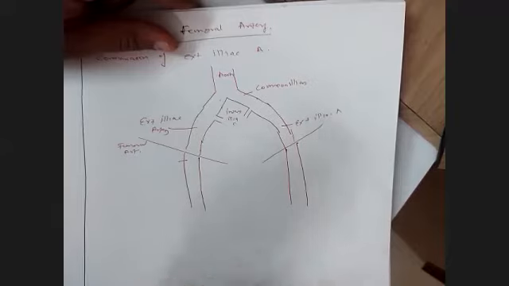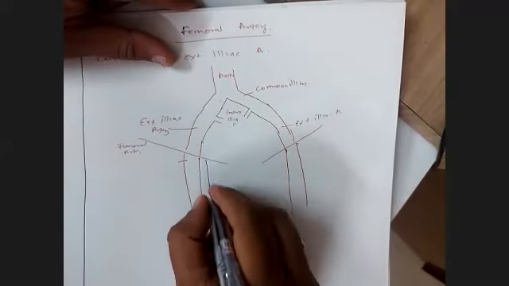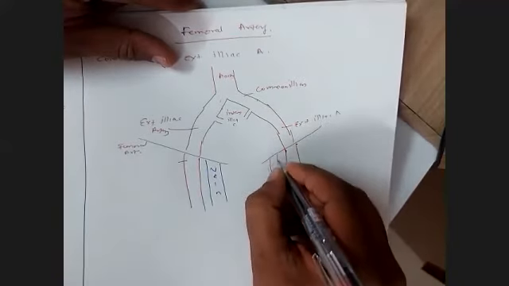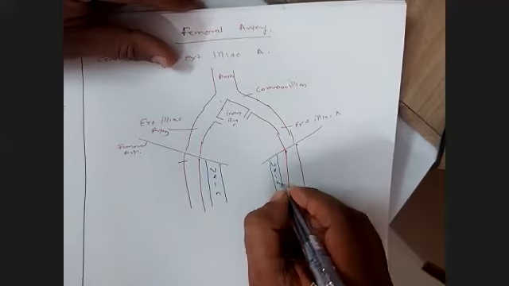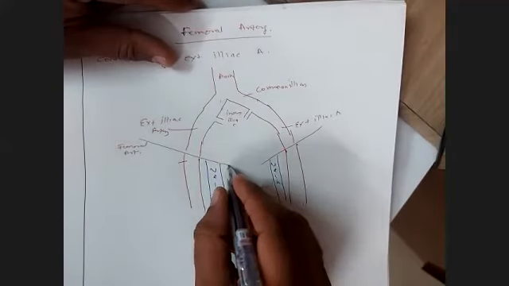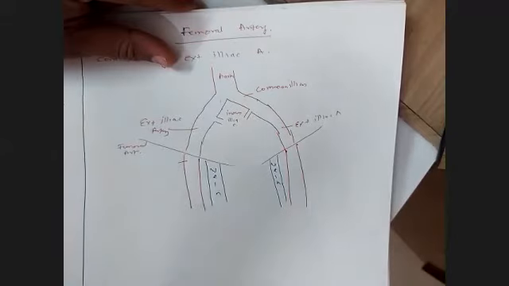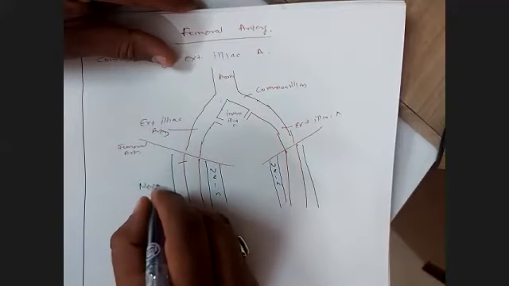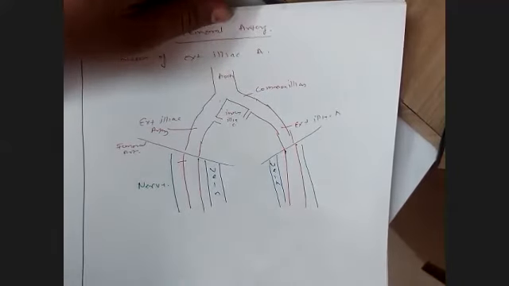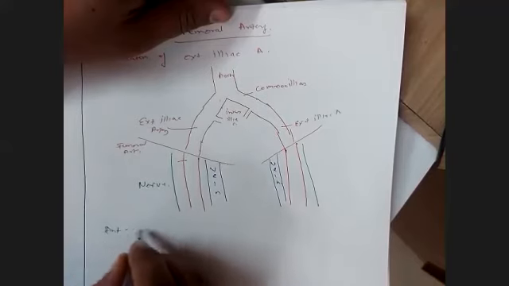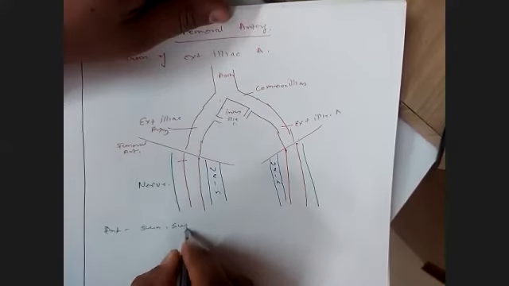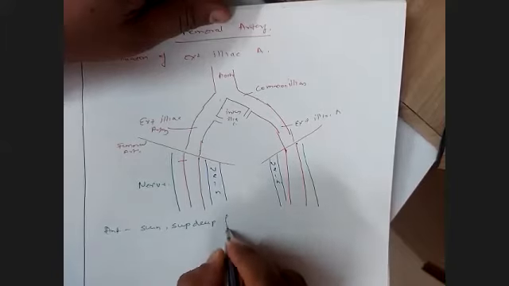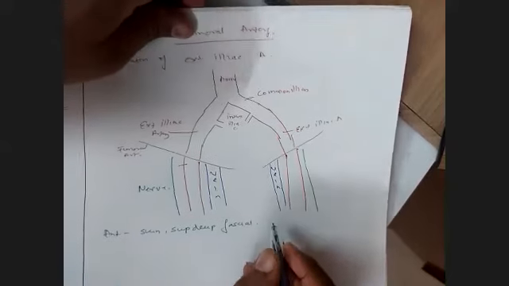Okay. What are the relations of the femoral artery? On the medial side, there is femoral vein, on both the legs. On the lateral side, there is femoral nerve. These are the relations. What is there anteriorly? Anteriorly, there is skin, superficial fascia, deep fascia. Basically, the structures forming the roof of the femoral triangle.